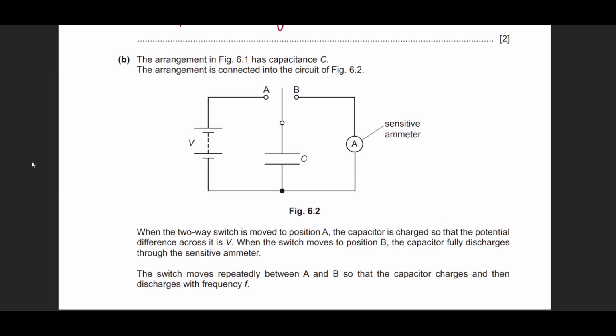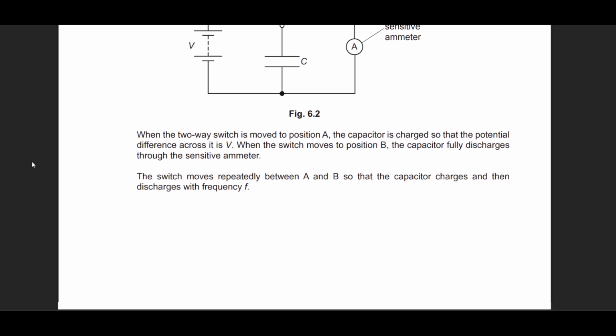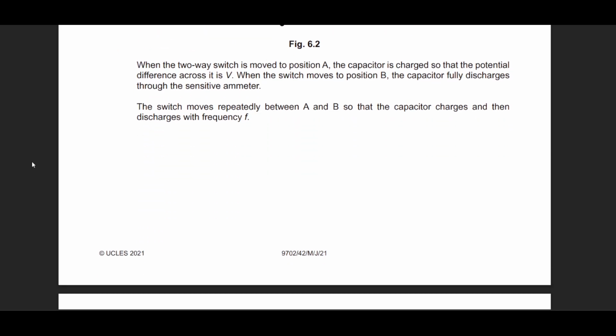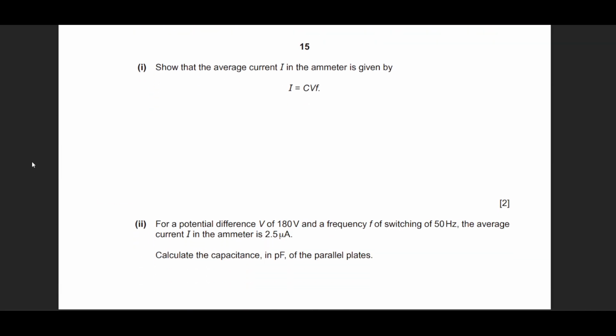Again, a common question. He says, I can observe that he will first make it go towards A, charge the capacitor, then move it to B. This is what he's going to do. But let's see what he does. You can pause the video at this point and read the question. Okay. So first he says, show that this can be done. Show that this is the proof.